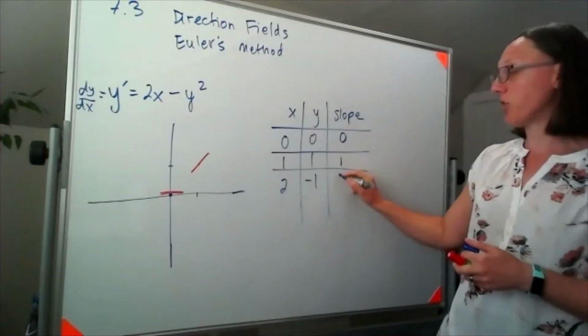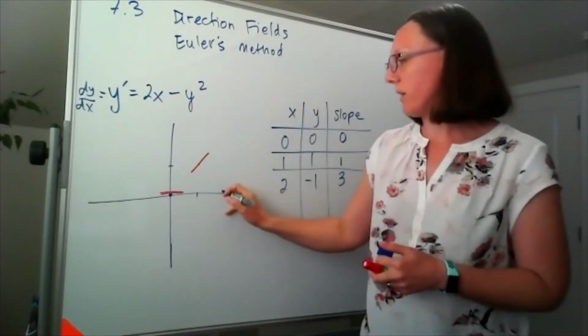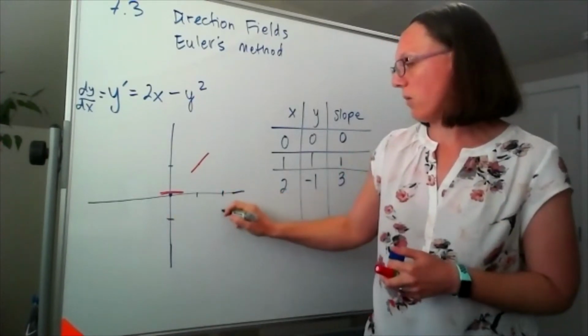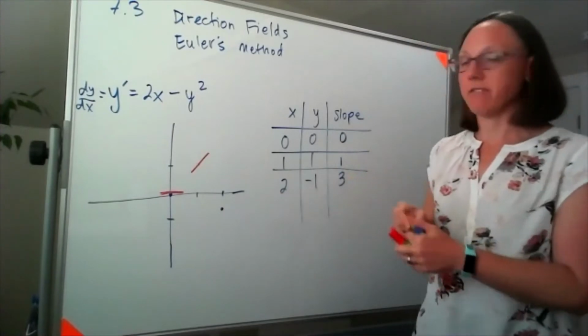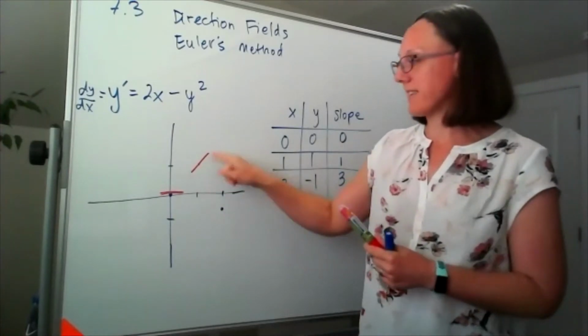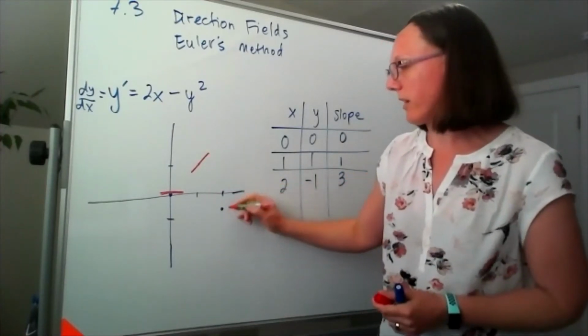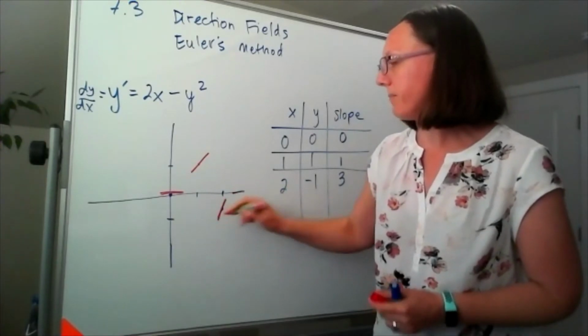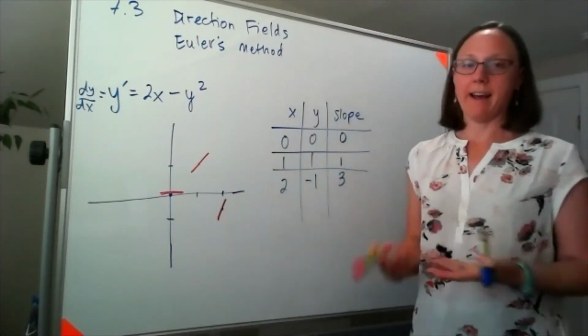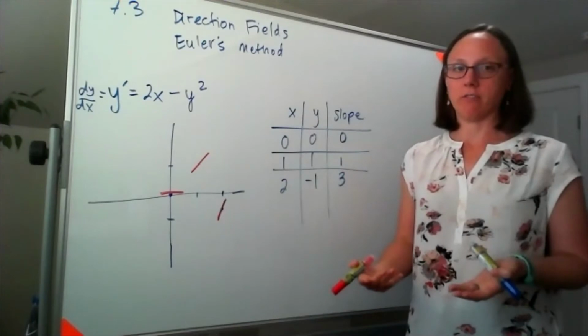If I were at the point (2, -1), plugging in 2 for x and -1 for y, I'd get a slope of 3. So at the point (2, -1), I should have a slope of +3. So if that's a slope of 1, the slope down here would need to look steeper. So that's one way that we might get asked a question about a direction field.